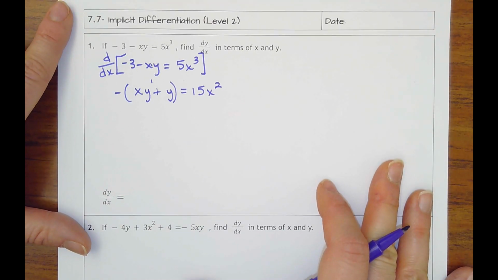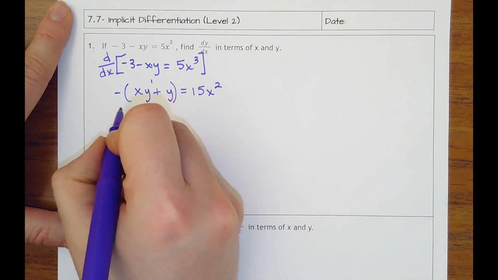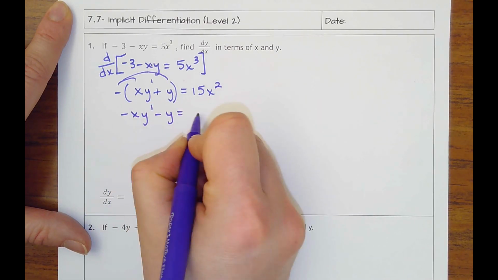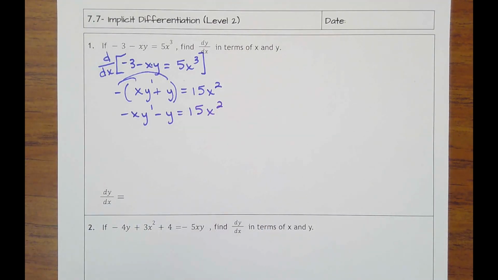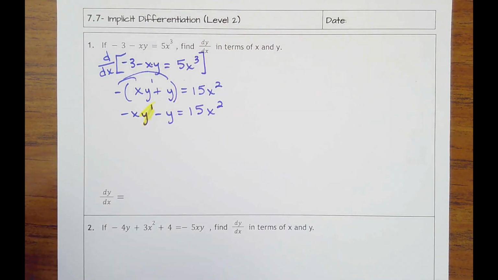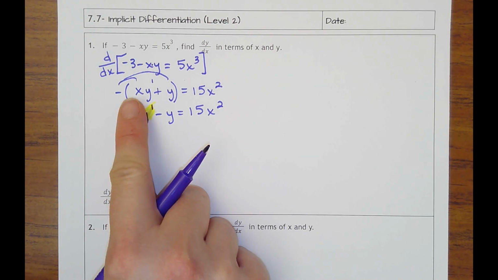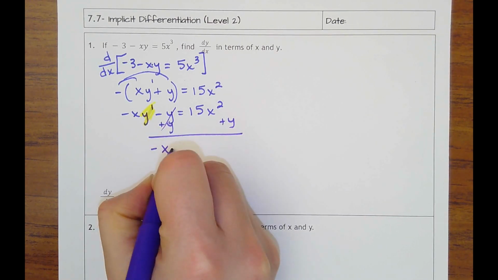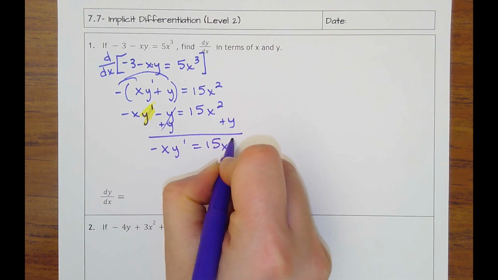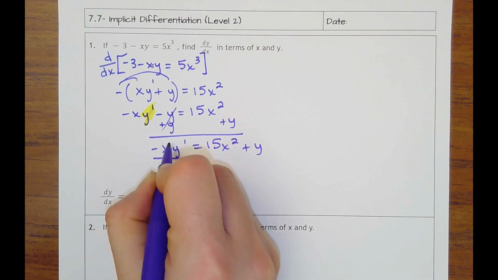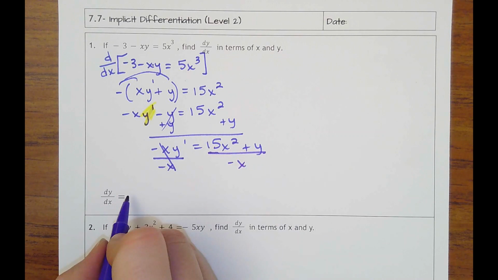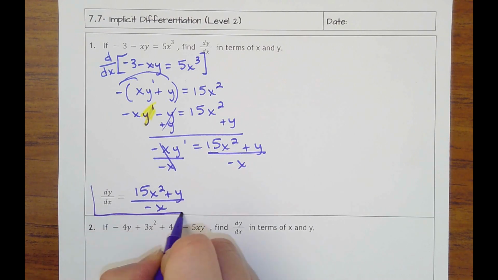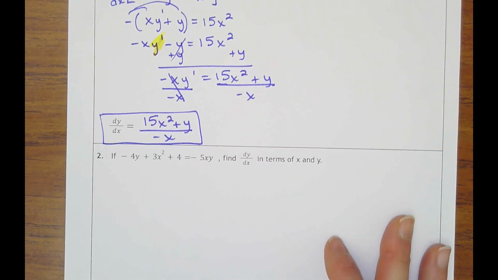Okay, so now I want to distribute my negative. That would be negative xy prime minus y equals 15x squared. I only see y prime in one of the terms, which is convenient. I'm going to isolate by keeping this term. I'm going to add y. That would be negative x times y prime equals 15x squared plus y, and I'm going to divide away the negative x. So my derivative is 15x squared plus y over negative x. Not too bad. And then number 2.